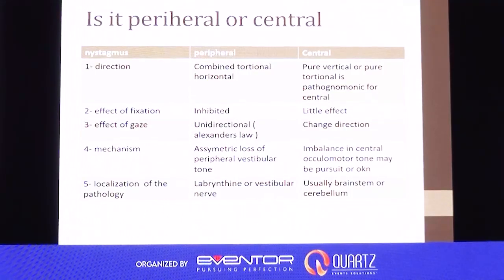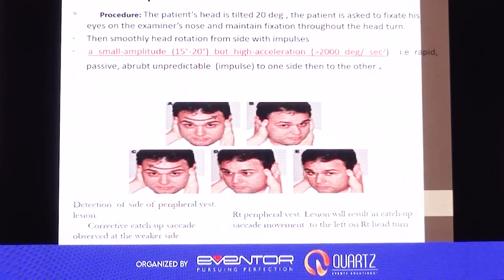The effect of gaze, it will be unidirectional according to Alexander's law in peripheral vestibular nystagmus, but in central it will change direction. The mechanism of peripheral nystagmus is asymmetric loss of peripheral vestibular tone, while in central there is imbalance in the central oculomotor tone, maybe pursuit or the autopilot. The localization of the pathology, as we know, in peripheral it is located either in the labyrinth or the vestibular nerve, while in the central usually in the brainstem or the cerebellum.